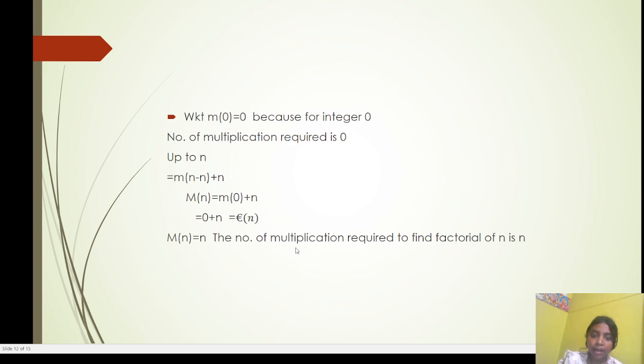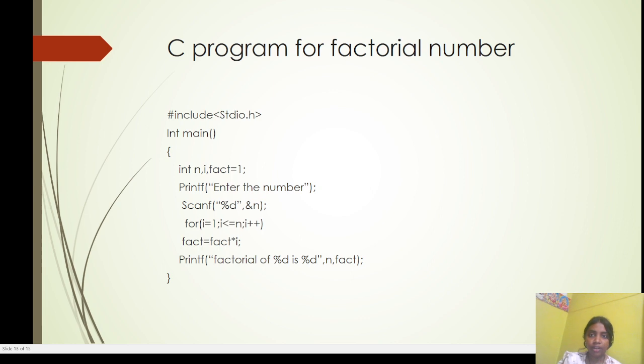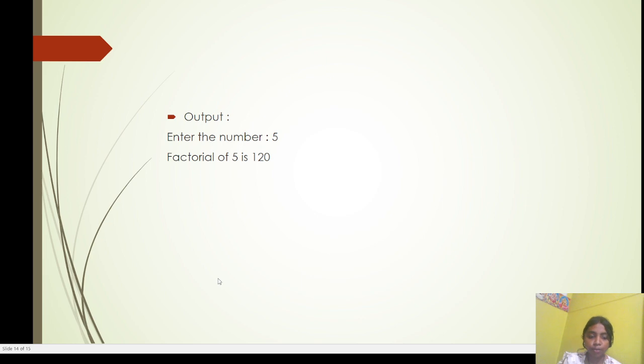The number of multiplications required to find the factorial of n is n. C program for factorial number. Let me discuss the C program for the factorial of a number.